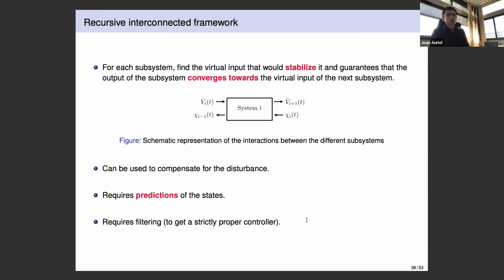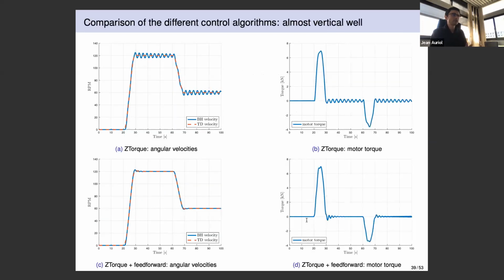The problem with this control strategy is that it's really efficient. It can be used to compensate for the disturbance. However, it requires prediction of the states, and it requires computation and filtering to get strictly proper control and avoid some robustness issues. So it's a control law that presents really good performance, but that might not be satisfying from an implementation point of view. So we will compare the different controllers on different test cases.